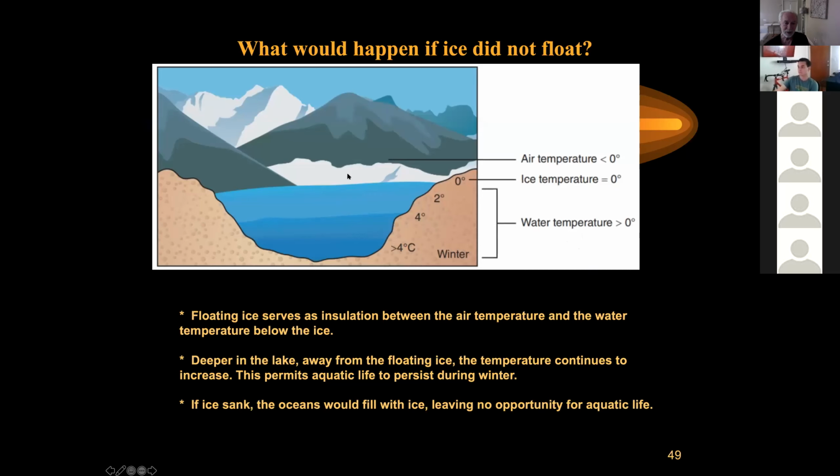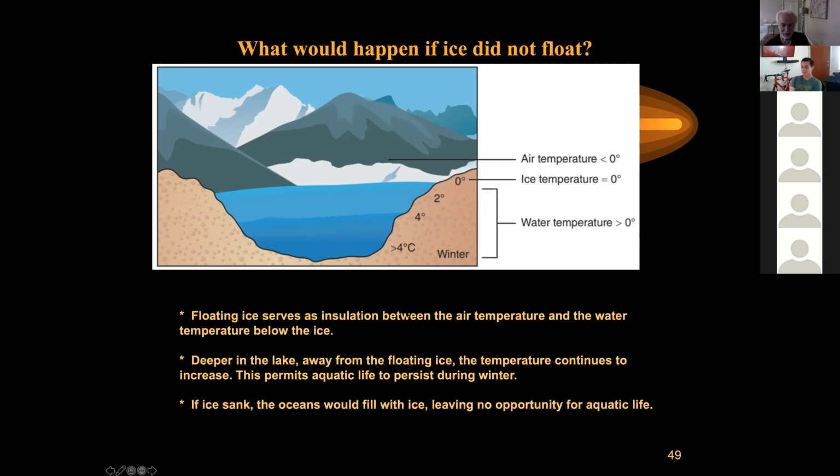Well, here you see a picture of a mountain lake. This would be in the winter. Air temperature is much lower than freezing. The ice temperature is freezing. It's at 0 degrees. The water temperature below the ice is higher than freezing. So at the surface, it's 0, and as you go deeper into the lake, the water gets warmer and warmer.